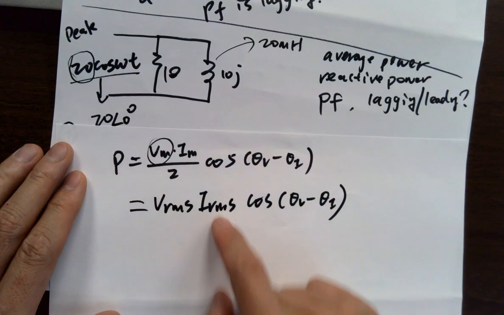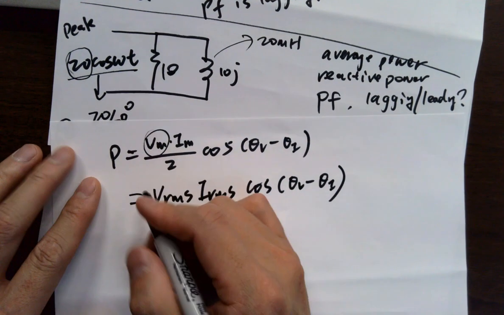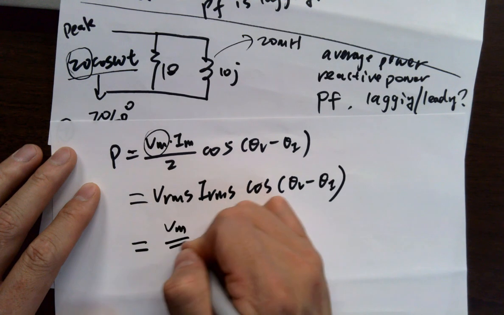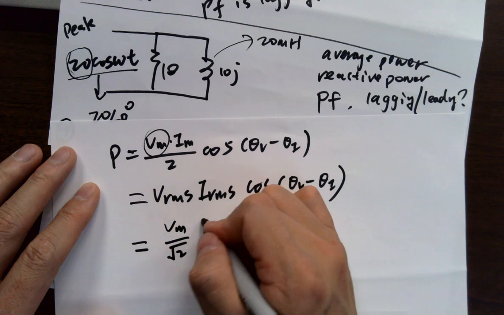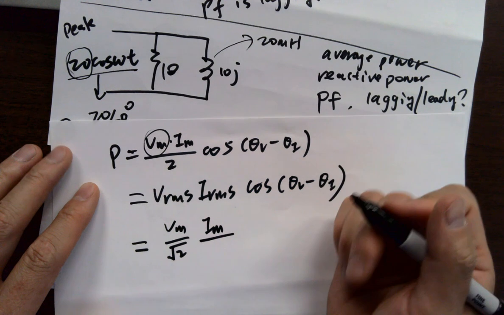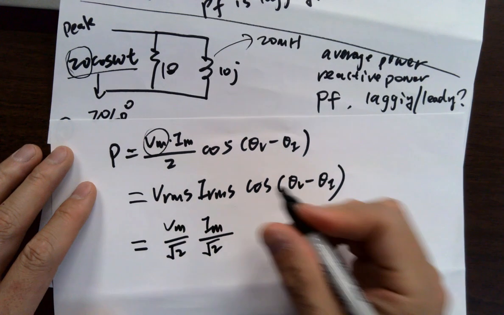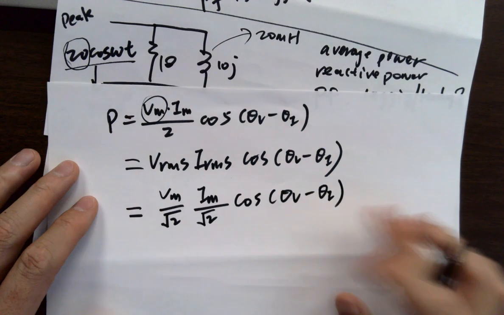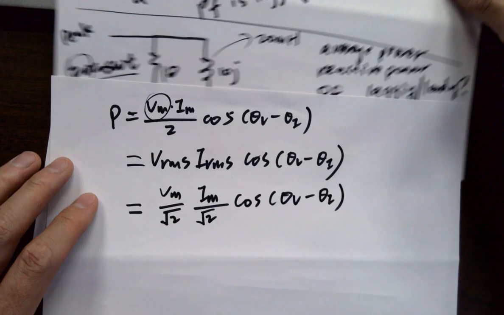They are the same thing. Why? Because V_RMS is Vm over square root of 2, right? And I_RMS is Im, the peak current, divided by square root of 2 as well. So they are the same equations.